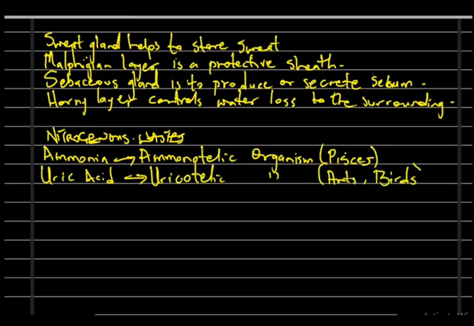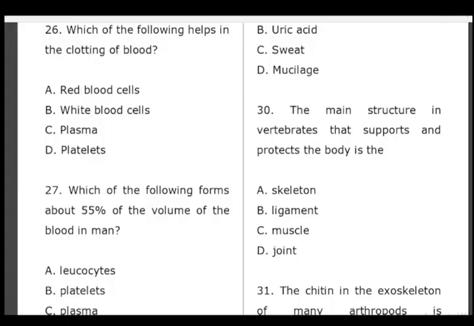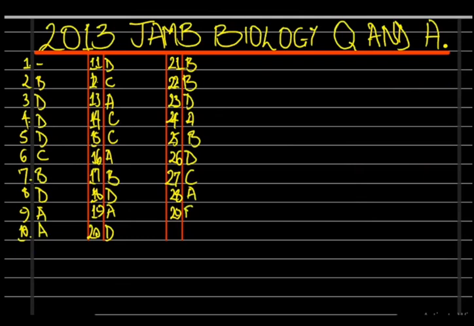They excrete their own nitrogenous waste in form of uric acid. And then we have the last set, those that excrete theirs in form of urea. They are called ureotelic organisms. For example, we have man in this class here. Man excretes their own nitrogenous waste in form of urea. So the organisms that we are looking for excrete theirs in form of uric acid. Option B. And then we have question 30.